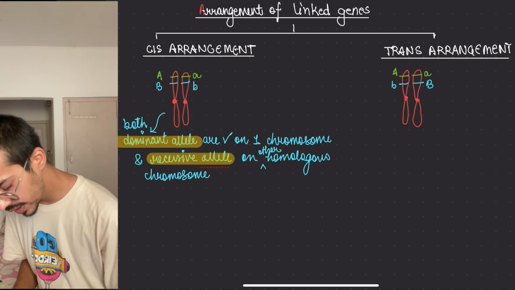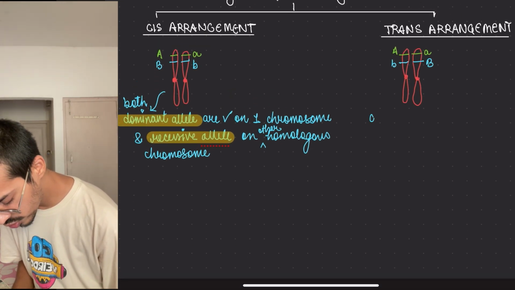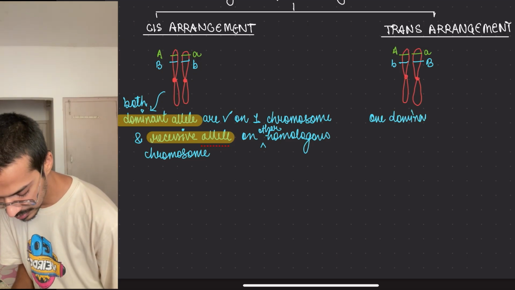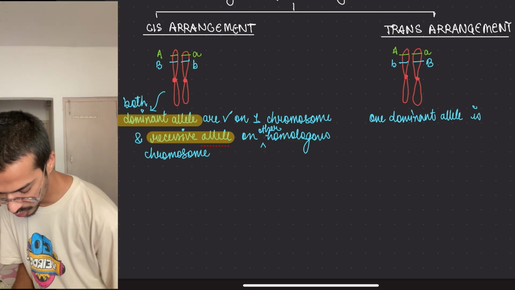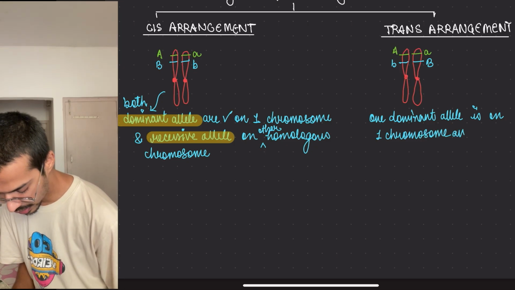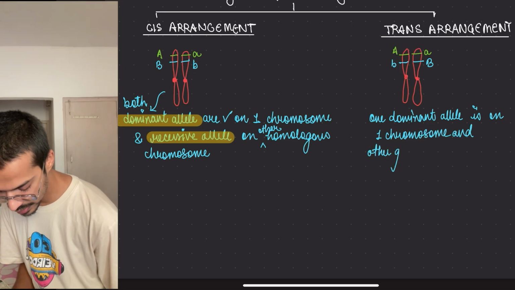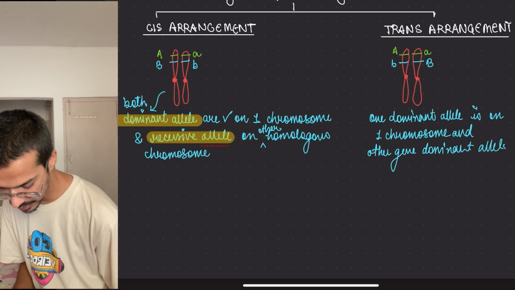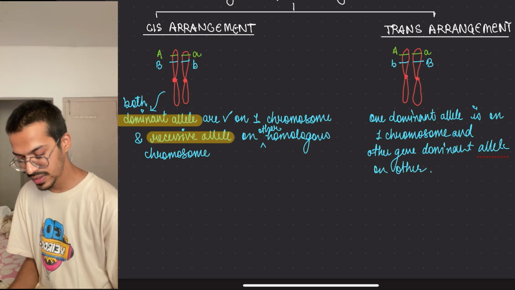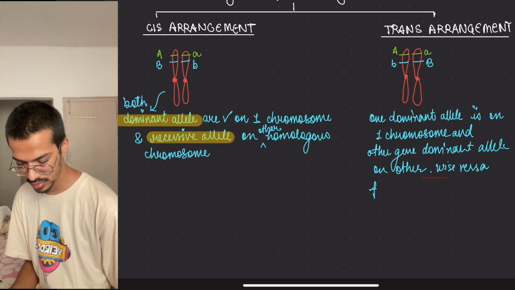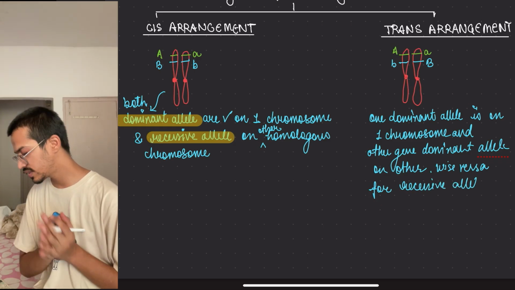Okay. So here what? One dominant allele is on one chromosome and the other gene's dominant allele is on the other. Vice versa for recessive alleles. This is cis and trans.